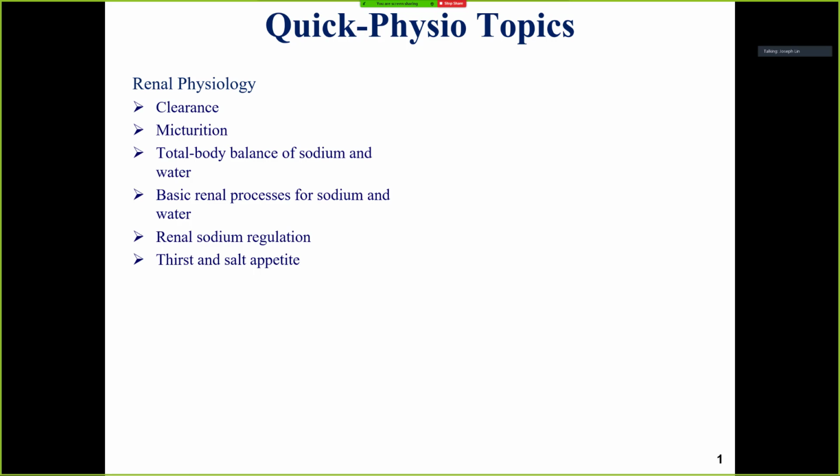The physiology topic that we're going to zoom into is renal physiology and fluid balance, electrolyte balance. We're going to cover a couple of topics, and I'm going to hit on these and make sure that they are clear as you progress through this chapter. So clearance, we're going to go over micturition, which is the reflex of urination. And then, of course, the body's balance of sodium and water. That's, if anything, the most important regulated aspect of the kidney. And then, of course, the thirst and salt appetite responses.